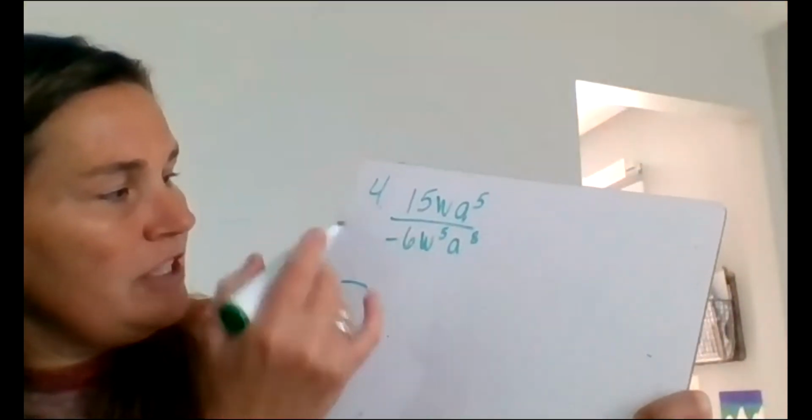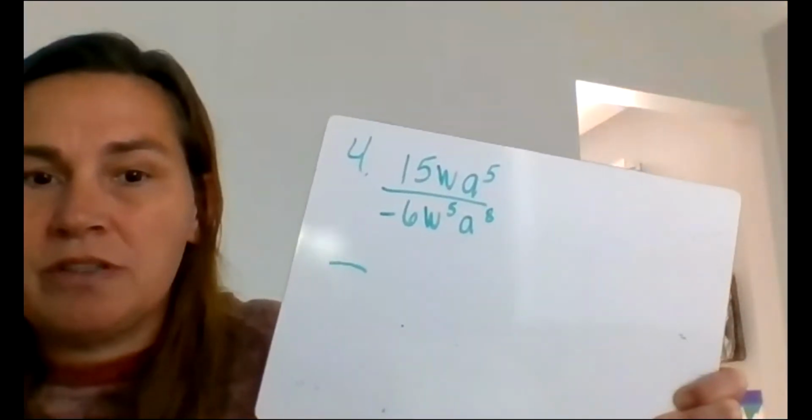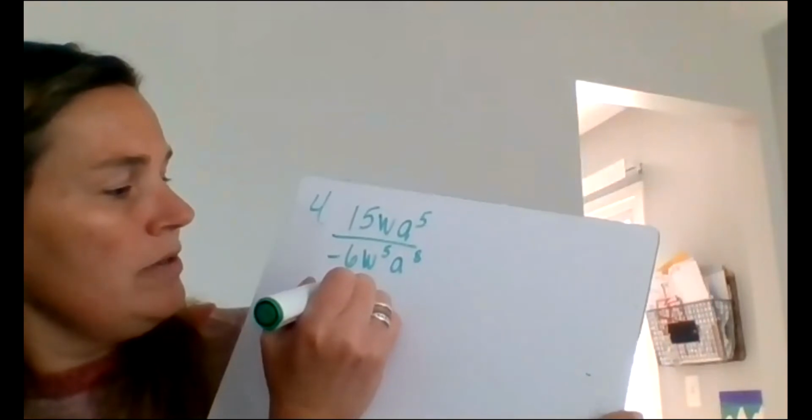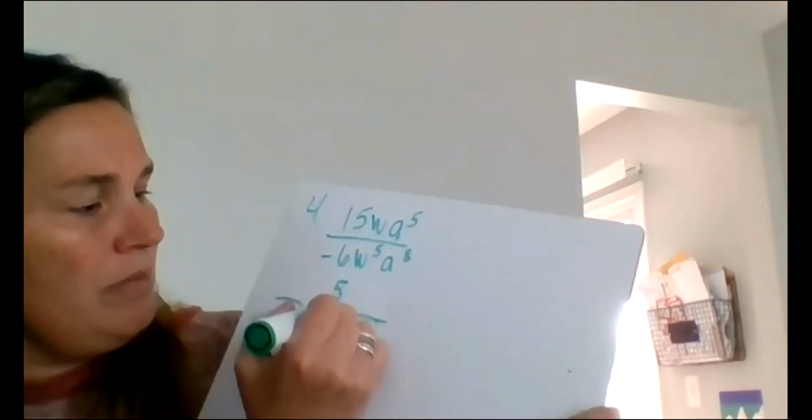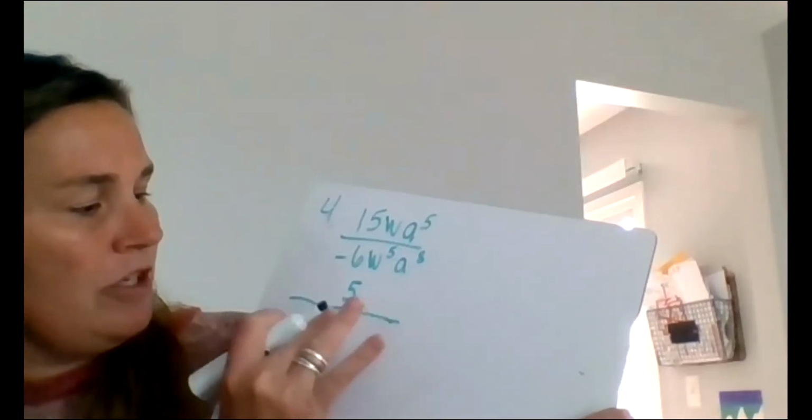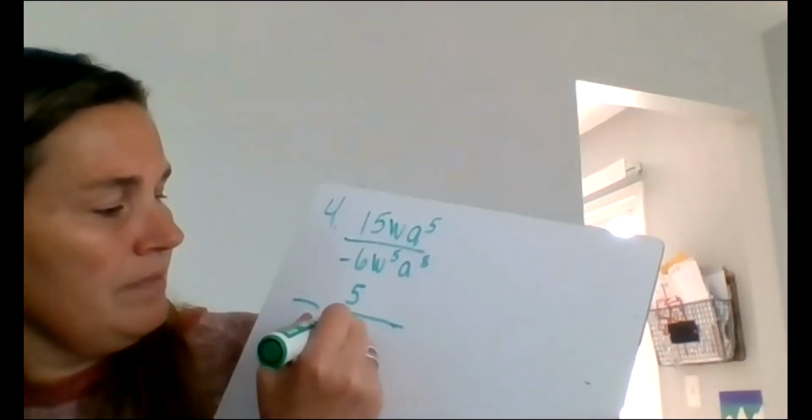I can take 15 over 6, and both of those are divisible by 3. I'm going to make that 5 here. And I don't know exactly where my variables are going to be. And I'm going to make that 3 here. Or I'm sorry, 2 here.